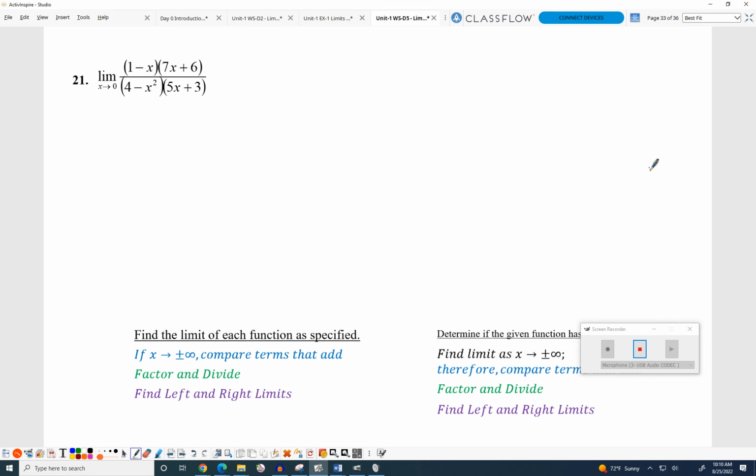Okay, x is approaching 0, not infinity. So ignore the blue part of the limit flashcard. Just move right on. It says to factor and divide.